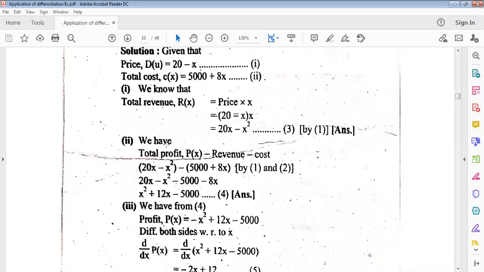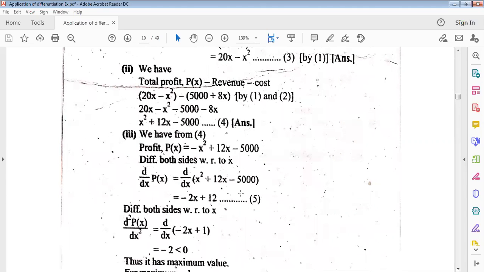Now in the second item, total profit. Profit equals revenue minus cost. There is a printing mistake here: profit equals revenue minus cost. Revenue is 20x minus x square, this is equation number 3. Now minus the cost function, equation number 2. This minus this, we get the function P(x) equals this, equation number 4.